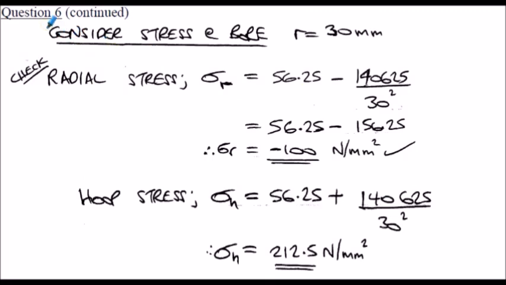So question 6 continued, calculating the stress at the bore when R is equal to 30. Putting 30 into our radial stress equation, we find that the radial stress is negative 100 newtons per millimeter squared at the bore, which of course it should be, that's our boundary condition. And putting the 30 squared into the hoop stress equation, we find the hoop stress at the bore is 212.5 newtons per millimeter squared.